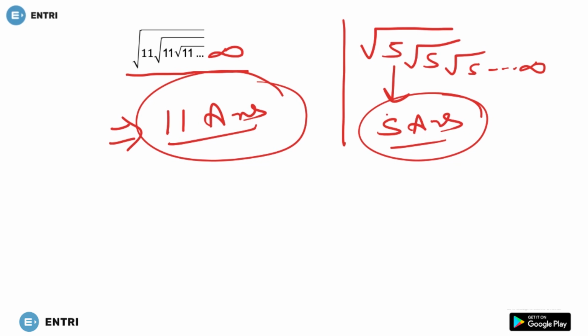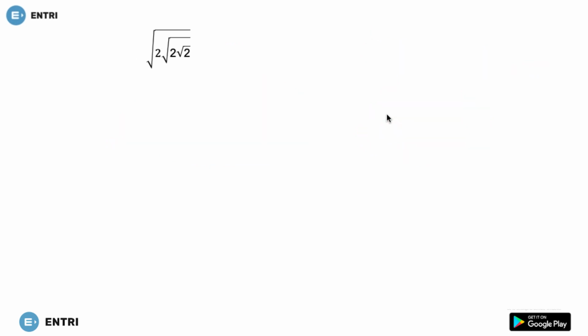Going on to the next part. See, this is another type of question where you can see it is not going up to infinity. It is root 2 under root 2 under root 2. Here you can see it is 3 times root. For these type of questions, you can remember this formula, that is 2's power n minus 1 whole upon 2's power n. And what is the value of n here? The value of n is going to be the total number of roots.